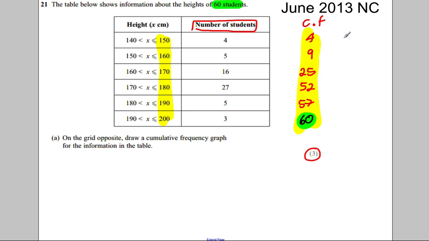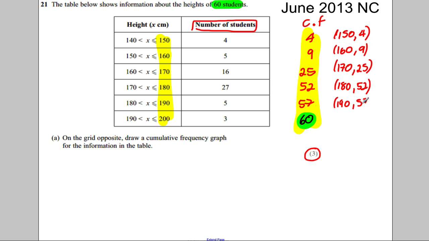So we're quickly going to write our coordinates. So we're going to plot 150 with 4. We're going to plot 160 against 9. We're going to plot 170 against 25. We're going to plot 180 against 52. We're going to plot 190 against 57. And we're going to plot 200 against 60. Okay, so taking these to the next page.